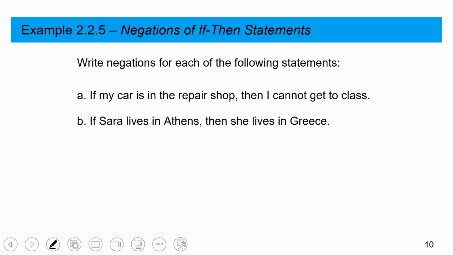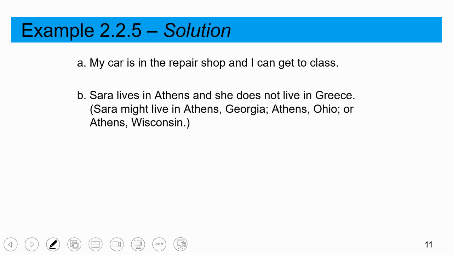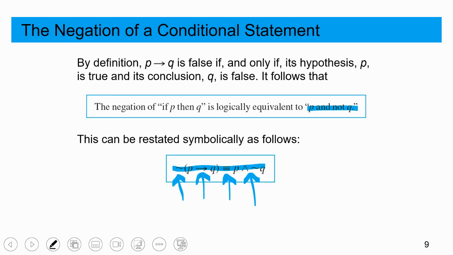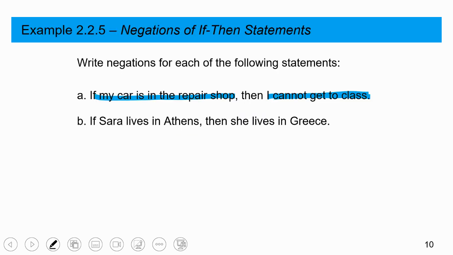All right, if my car is in the repair shop, then I cannot get to class. Okay, so there's the if part, there's the then part. And so the negation would be: my car is in the repair shop and I can get to class. Okay, so again, think how that applies here. So we keep the P part, we use and, and we negate the Q part.